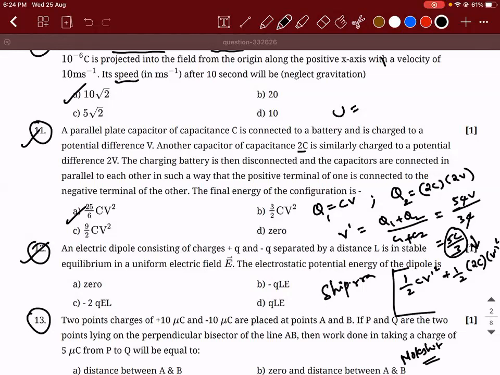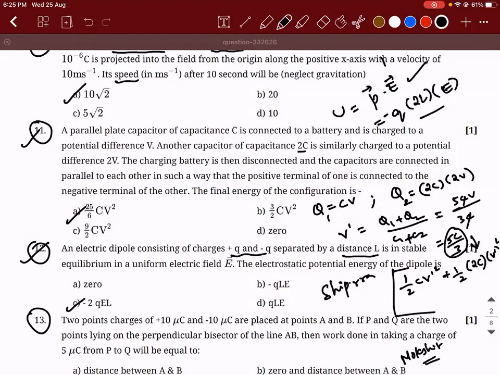Okay. Sir, I had a confusion. Potential energy is not distance into charge. What is the potential energy of an electric dipole? Since there are two charges, aren't we supposed to calculate it two times? No need. This is a formula: minus p vector dot E vector. So minus Q into 2L into E. This is the answer.